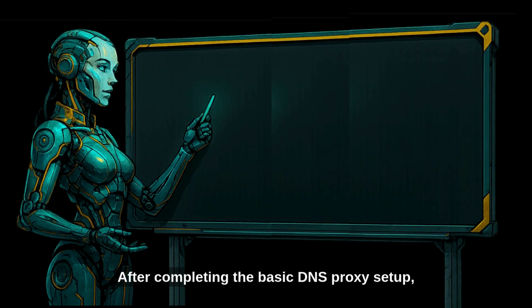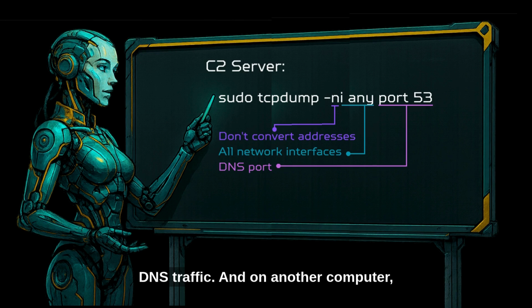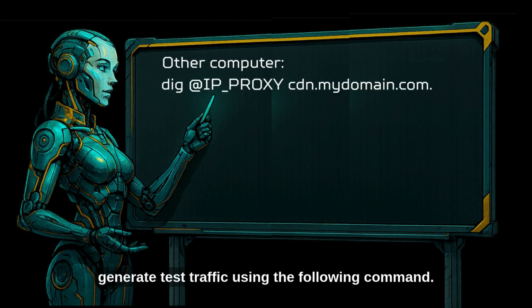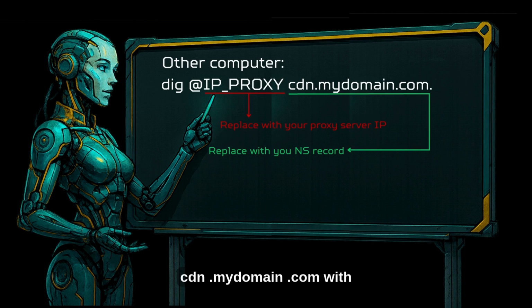After completing the basic DNS proxy setup, you can test it. On the C2 server, run the following command to monitor forwarded DNS traffic. And on another computer, generate test traffic using the following command. Use IP_proxy as a resolver and replace cdn.mydomain.com with your name server record, ensuring to add a trailing dot at the end. If the configuration is correct, you should see the traffic in tcpdump.